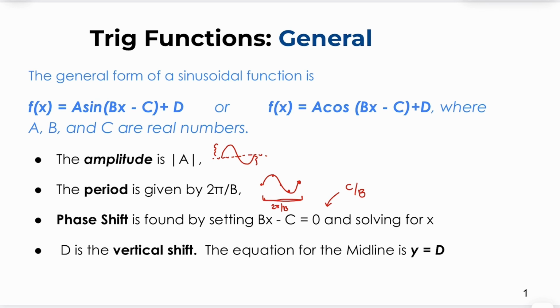Lastly, the vertical shift is that d value on the outside of the function, and what it tells us that's helpful is the midline. The midline is y equals d. So this right here is y equals d. You are going to have to memorize these things to be able to graph a sine function, so I'd recommend writing them down, pausing the video and doing that if you do not have them written down yet.